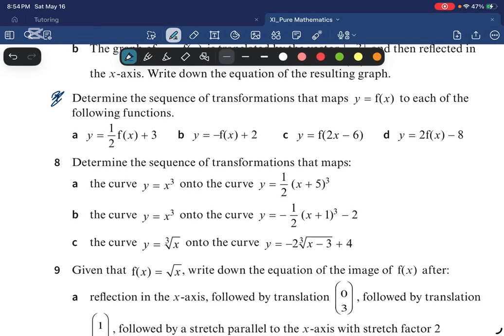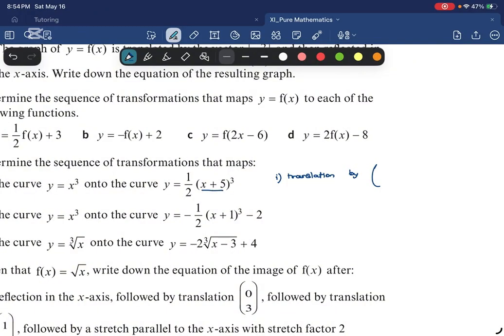Okay, this is the same question. Determine the sequence of transformations that maps to this. So 1 is translation, right? You look here, you want to start with the translation. Translation by minus 5, comma 0. And 2 is a vertical stretch parallel to the y-axis by a factor of half. All right. So you just follow the inside out procedure.